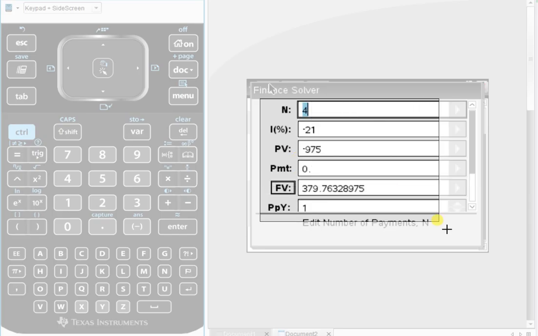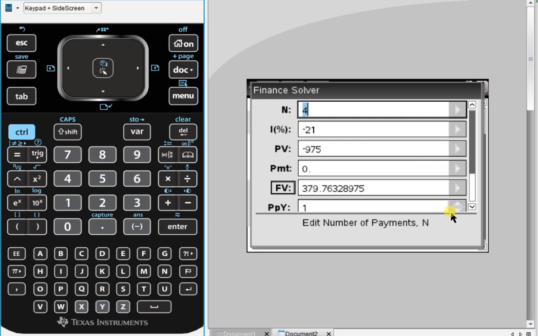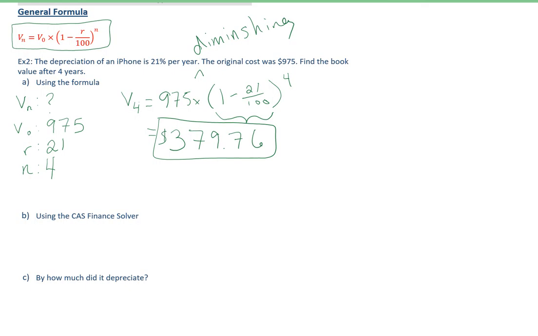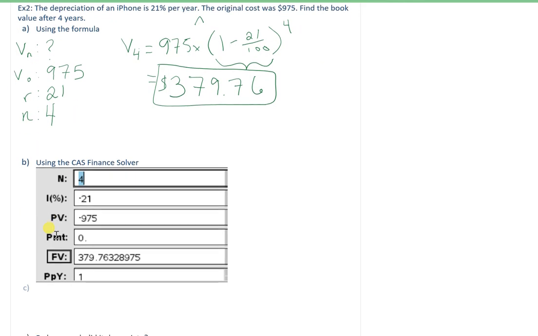Although you can't necessarily show your work using the finance solver in the same way, you can write out what variables you used. So you could write out in your answer N equals, I equals, to show the work that you've done. So there's my work for the finance solver. I got the same answer.